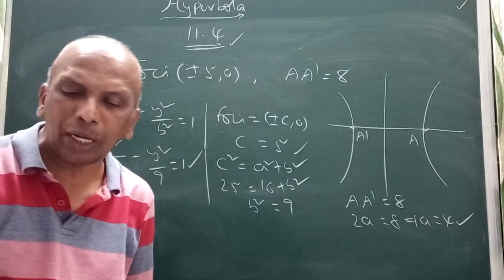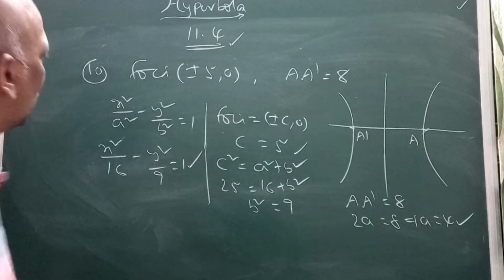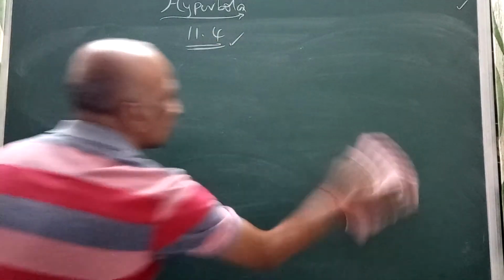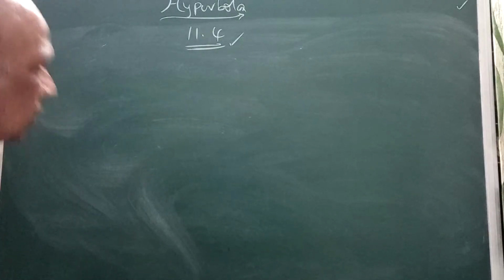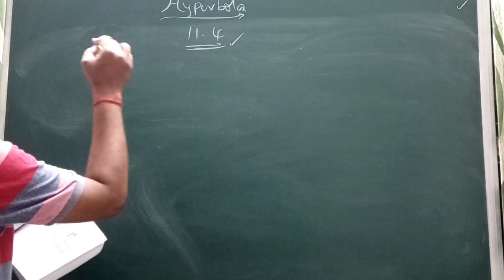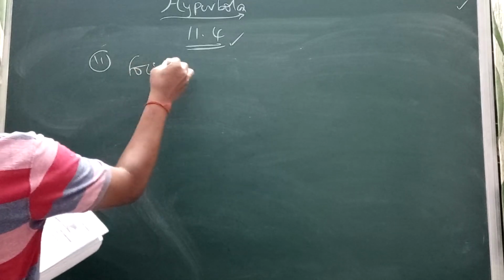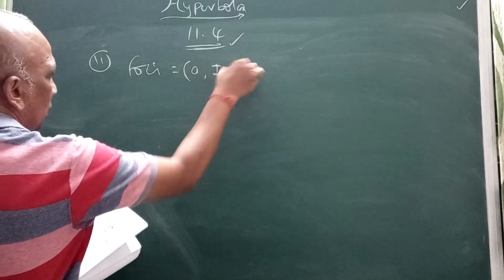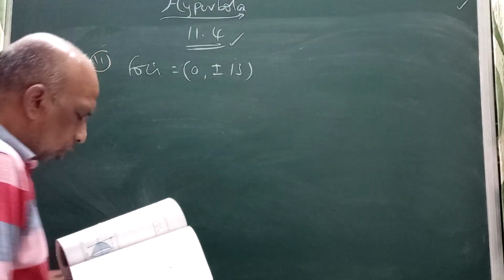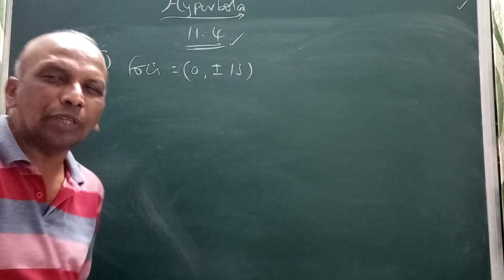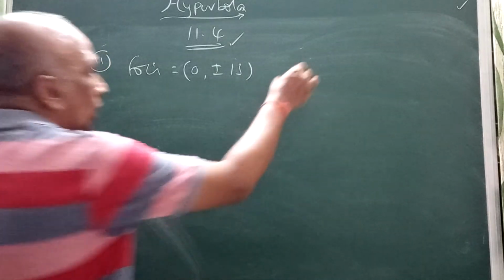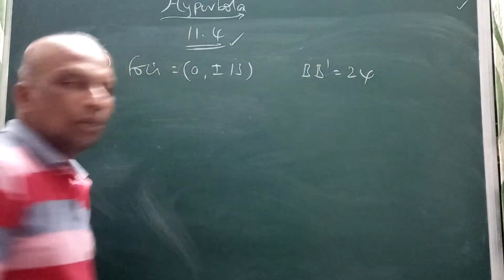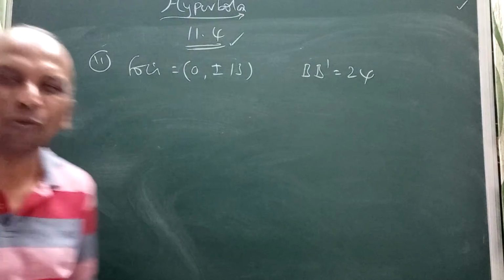The 11th one: foci equal to 0, plus or minus 13. This is the foci. And the conjugate axis is of length 24. They are talking about the conjugate axis, BB dash. The length of the conjugate axis is given as 24.